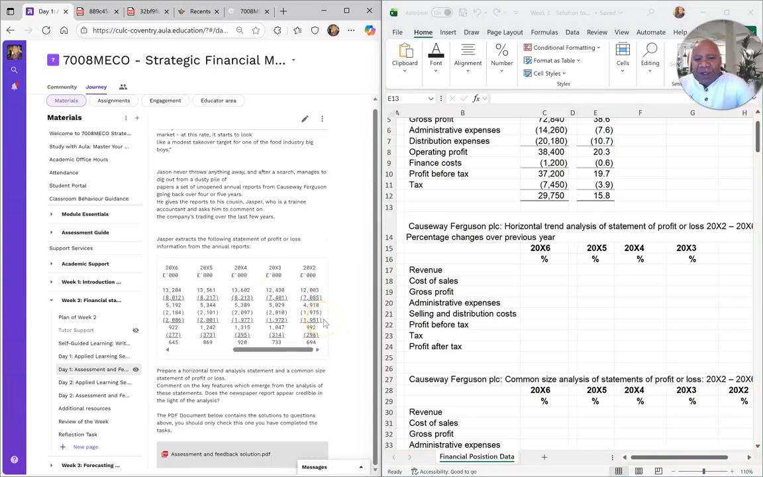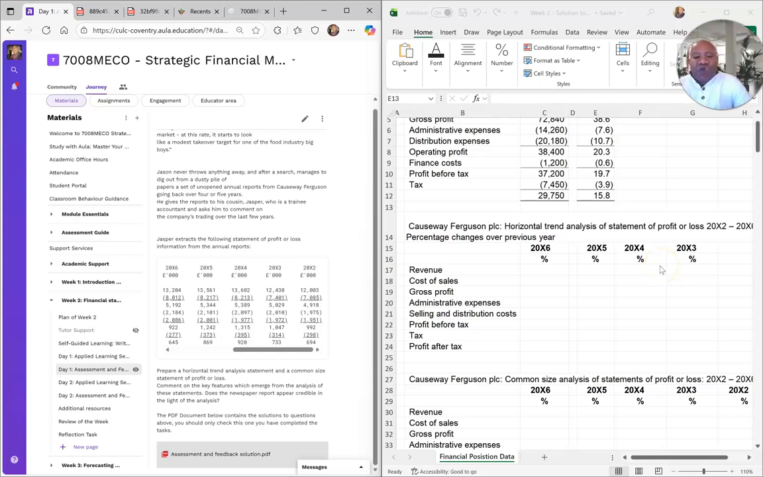Right. To answer this question, we will first look at the horizontal trend analysis. Now, when you look at the information provided, we are looking at the change between 20X2 and 20X3. Since there is nothing to compare 20X2 against in the previous period, we are going to start with 20X3 because that is what we have a previous period to compare against. So in this instance, we have 20X3, 20X4, 20X5, and 20X6 as I've laid it out.